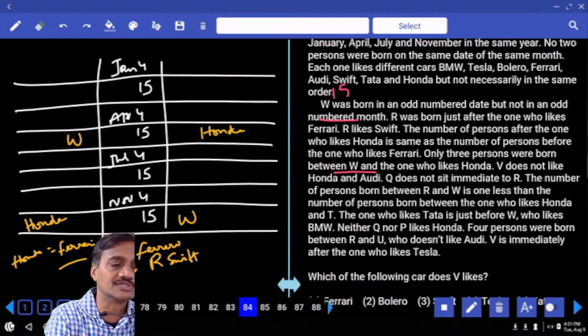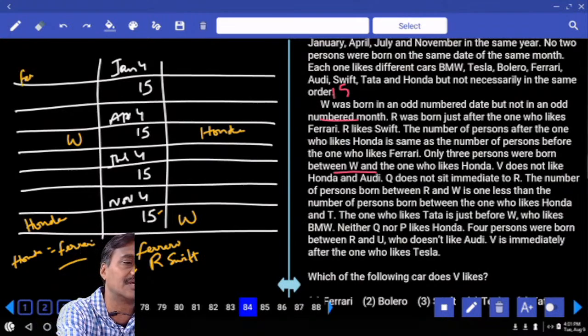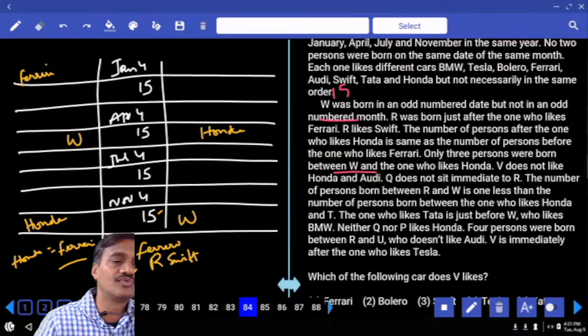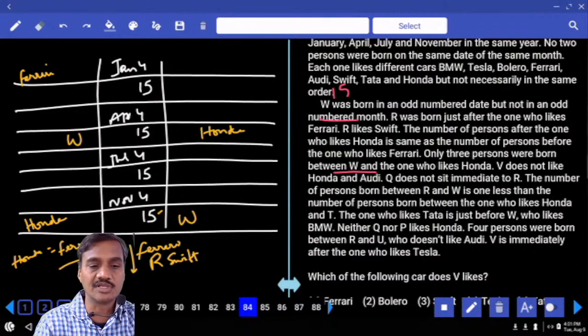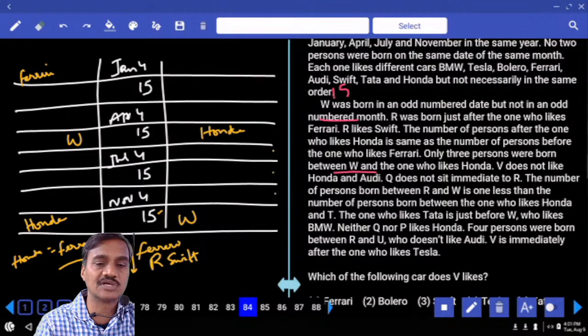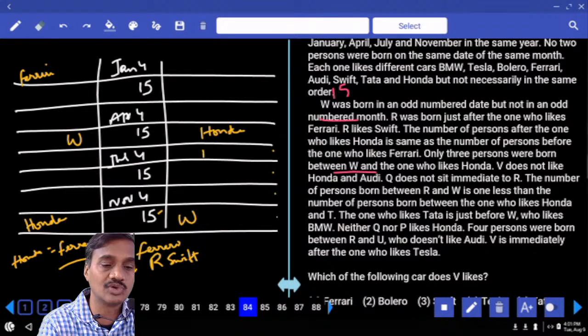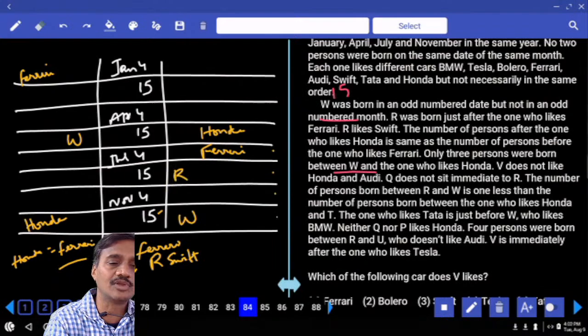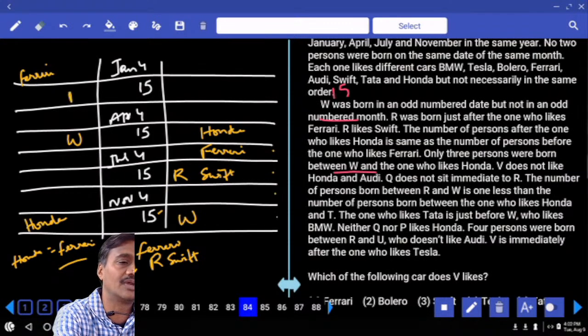In the first case, the one who likes Honda is born on November 15th. Hence Ferrari must be on January 4th. And next one: there are 4 persons after this Honda, and there must be 4 persons before the one who likes Ferrari. Hence where should this Ferrari be? Ferrari is here. Now if Ferrari is here, R who likes Swift is immediately after this Ferrari.